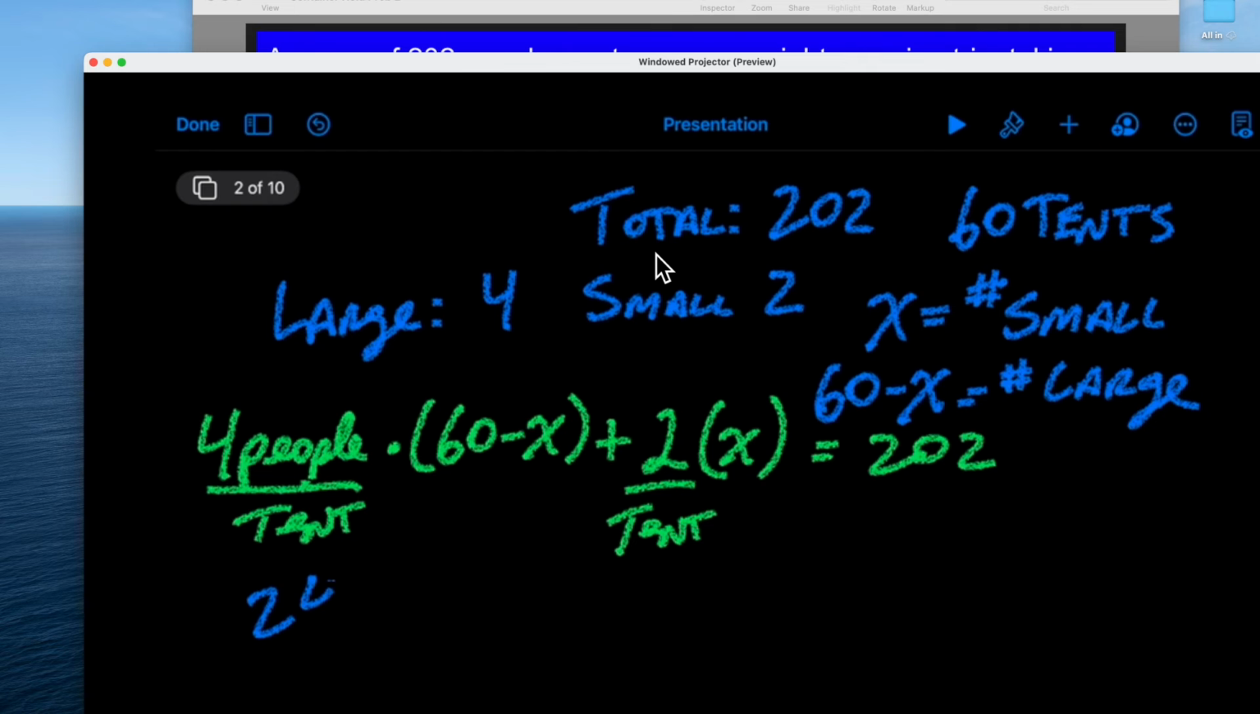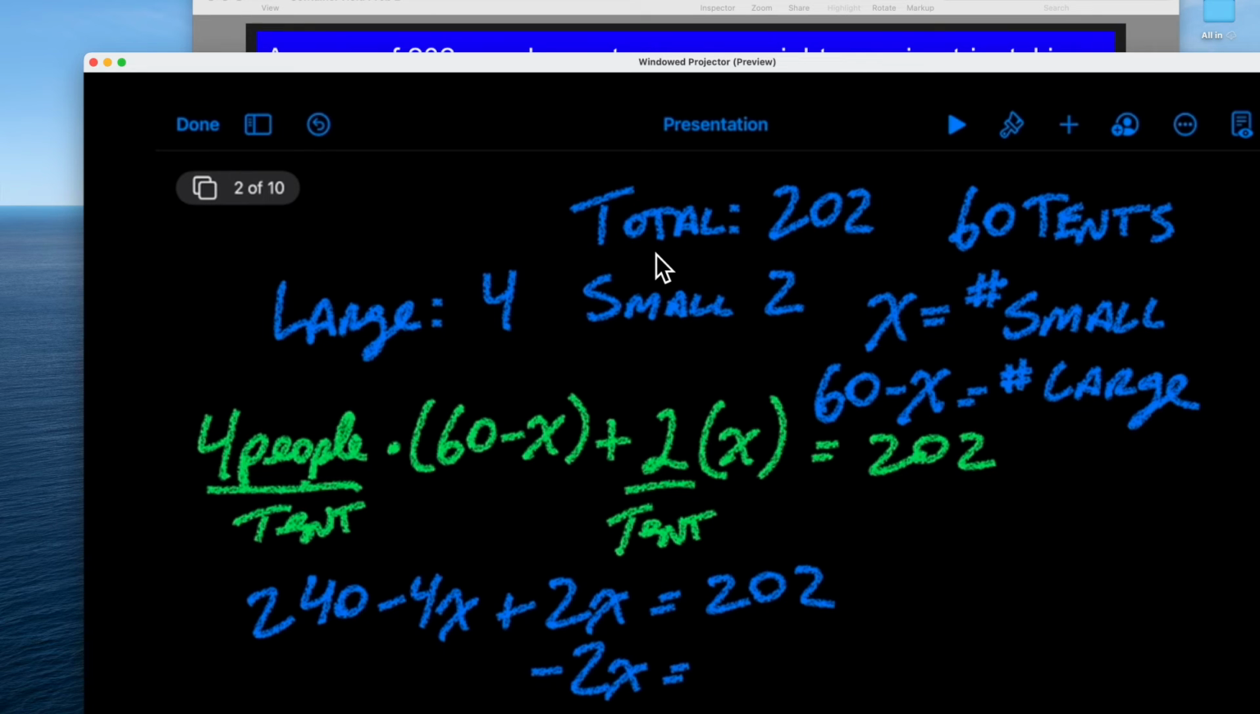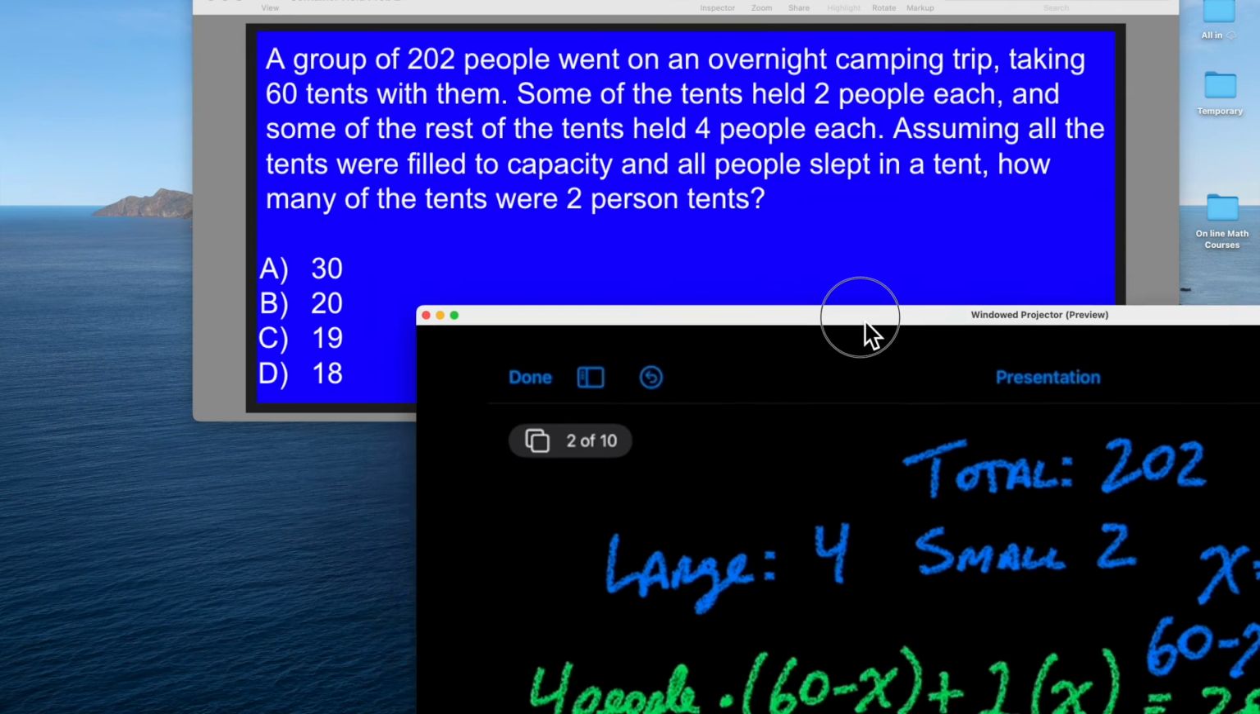So we're going to get 240 minus 4X plus 2X equals 202. Negative 2X equals negative 38. X equals 19. And that's going to be choice C.